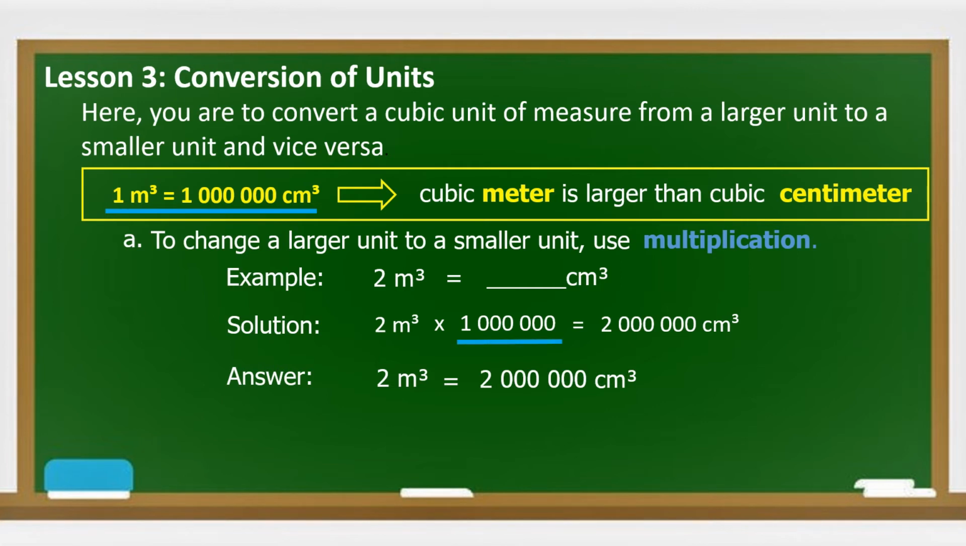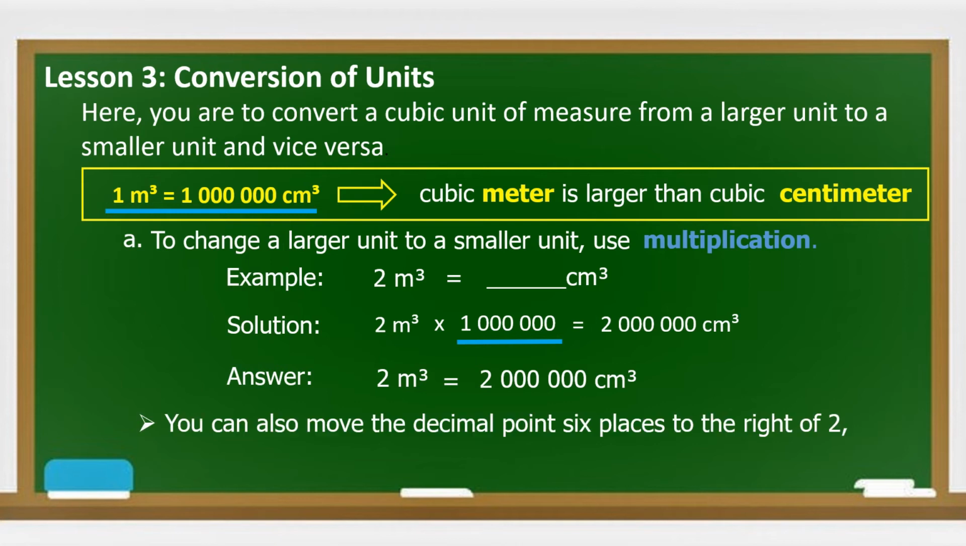Since 1 million has 6 zeros, you can also move the decimal point 6 places to the right of 2, like this. 1, 2, 3, 4, 5, 6 to get 2 million.